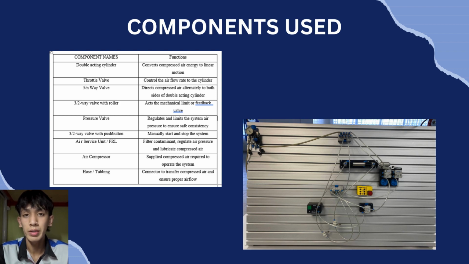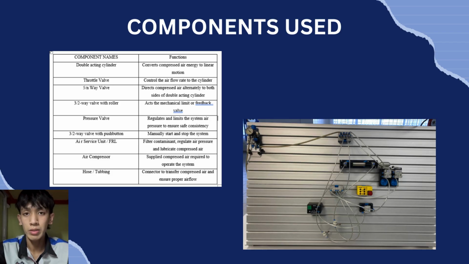The first main component is the air compressor. The air compressor supplies compressed air to the entire pneumatic system. It provides the required air pressure that is used to drive the pneumatic cylinder. Next is the FRL unit, which stands for filter, regulator and lubricator. The filter removes dust and moisture from the compressed air. The regulator controls and maintains the desired air pressure. The lubricator ensures smooth operation of pneumatic components by reducing friction.